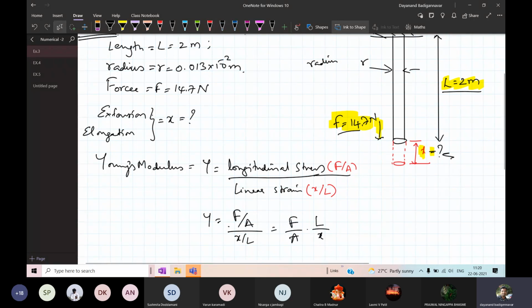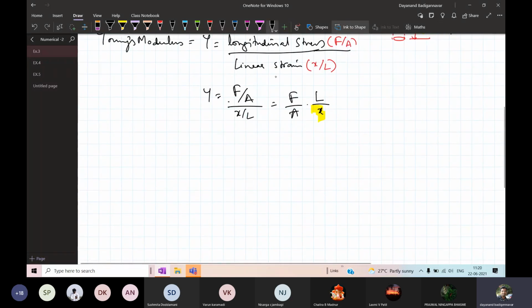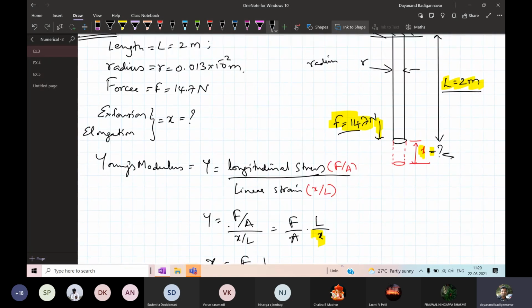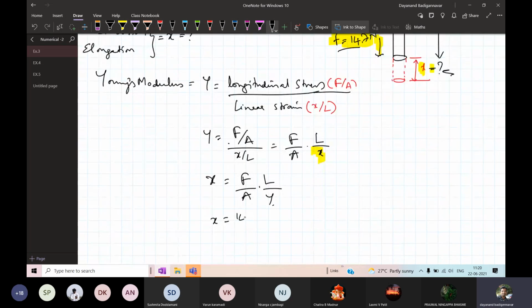I want X, this is the value I want. Just rearrange it for X. Therefore X is equal to F divided by A into L divided by Y. So you substitute the values. X is equal to F, which is given. How much is the value of F? F is 14.7 Newton, into area, which I have not determined.